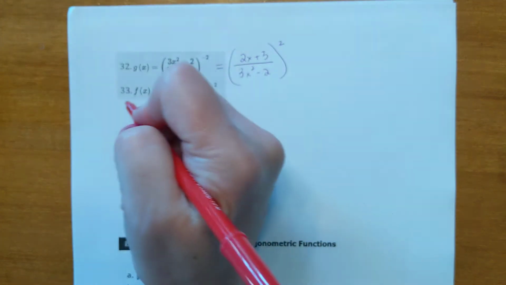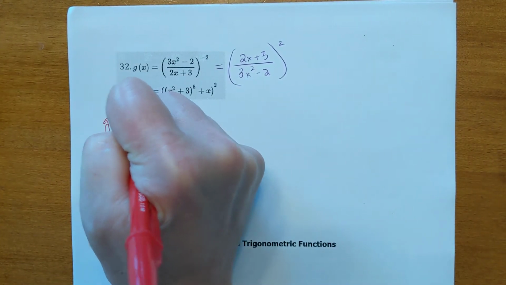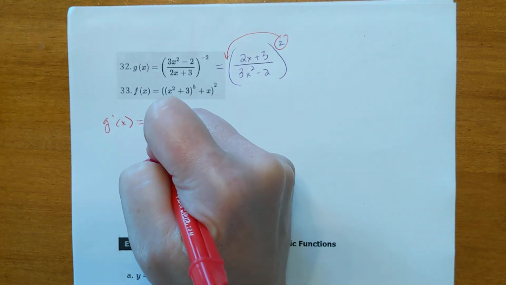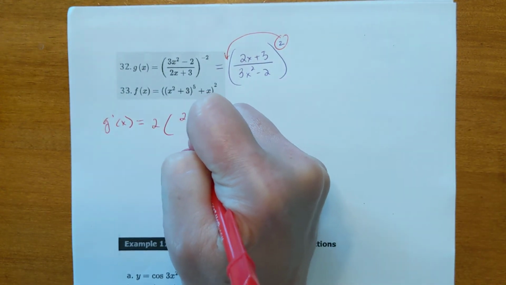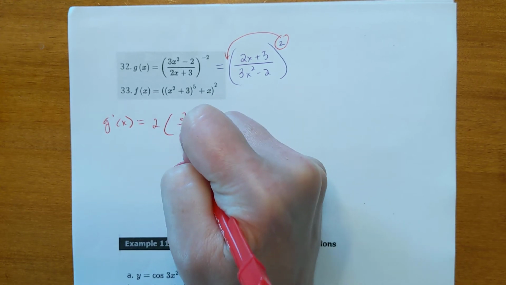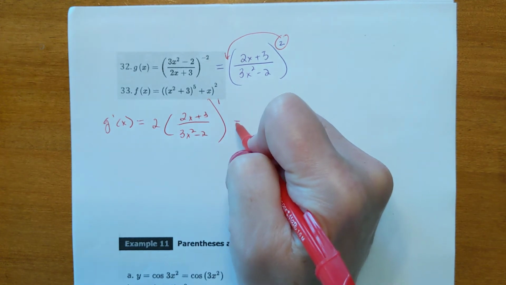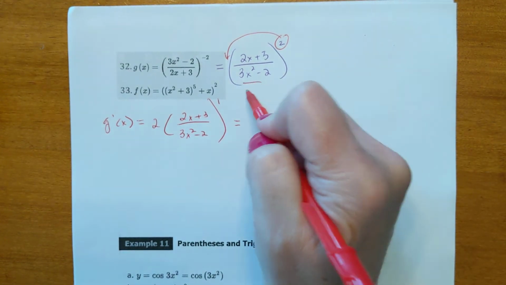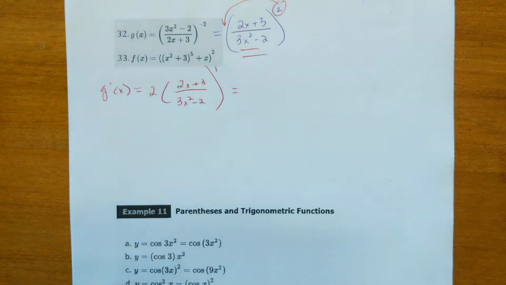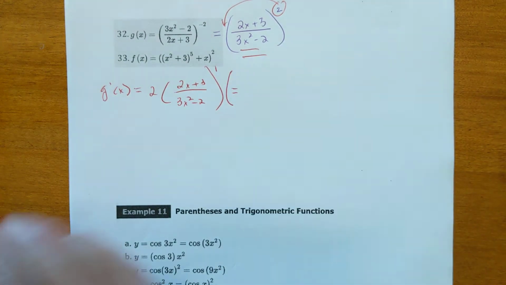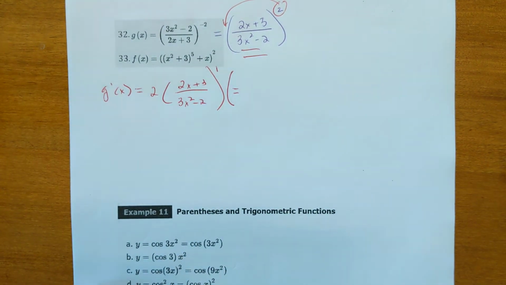So g prime of x is equal to, bring the 2 out front, so it's 2 times that chunk. And take 1 less than it, so that's 1. Now we have to take the derivative of that ugly chunk. So taking the derivative of that chunk, we've got to do the quotient rule. I don't know why I put equals there. Oh, let's see. It'll haunt me. Oh, I see my whiteout. We can do this.